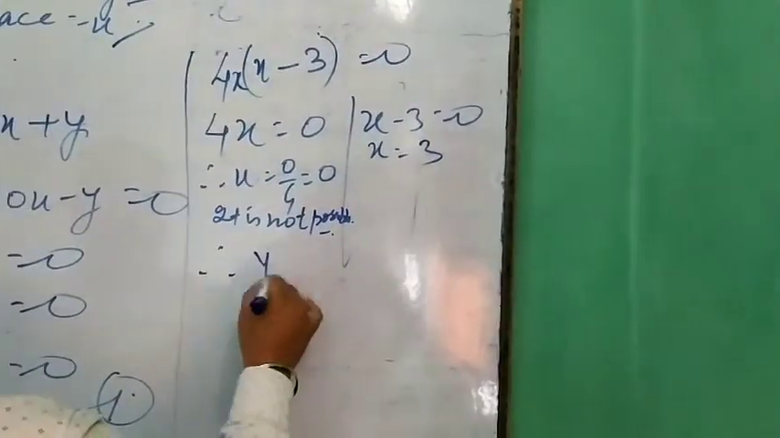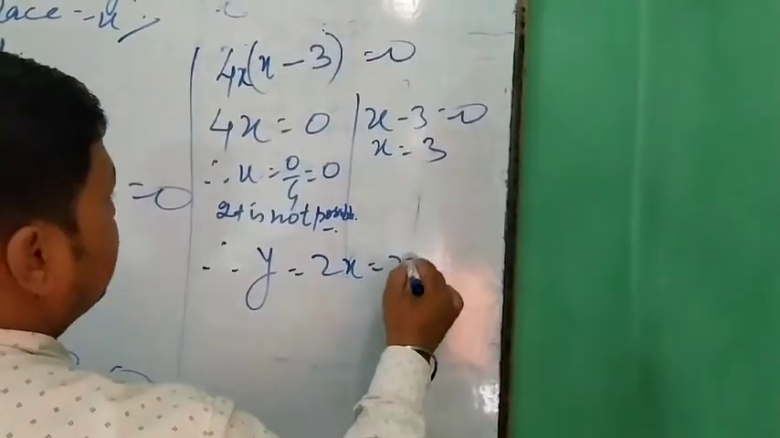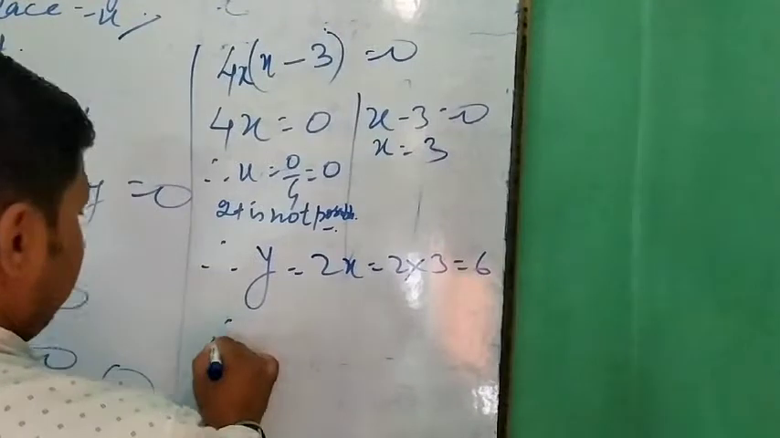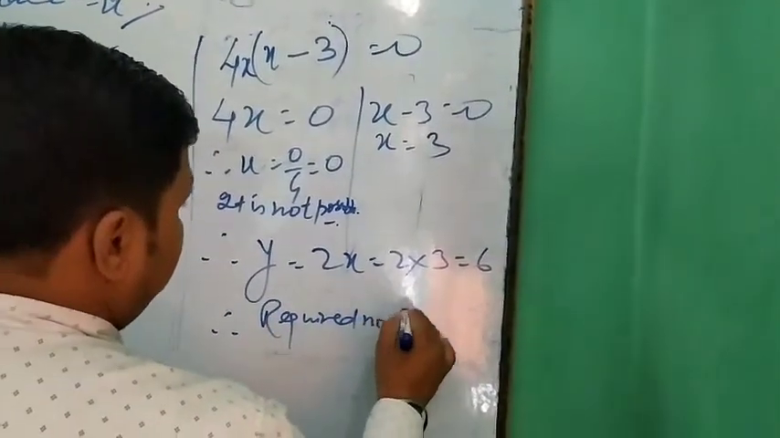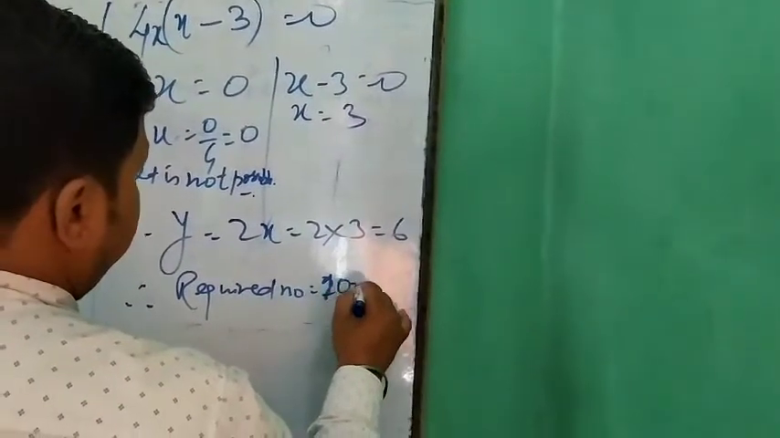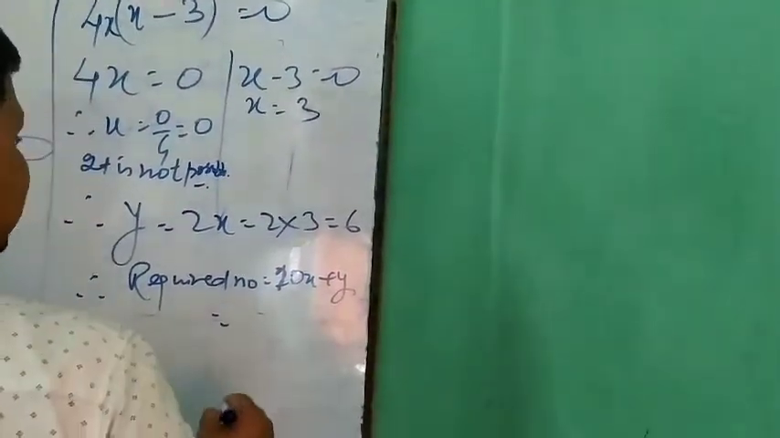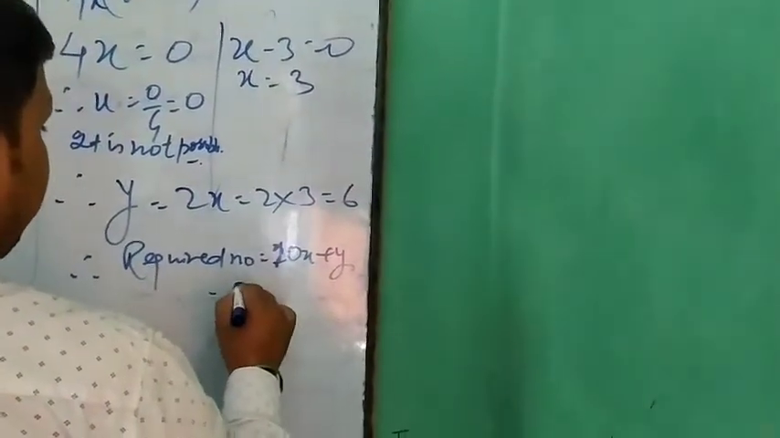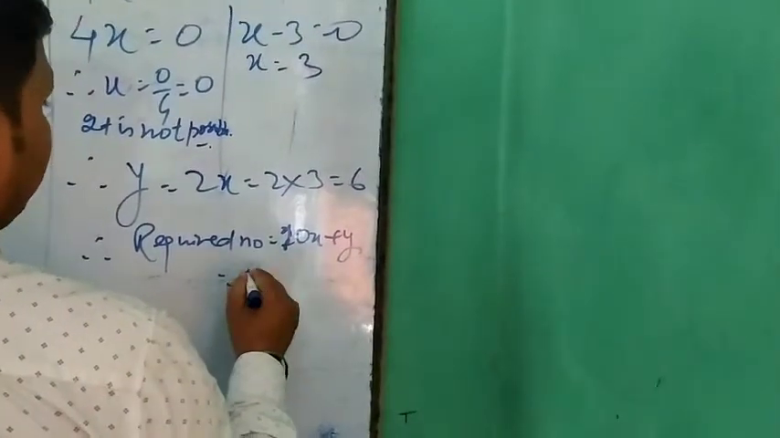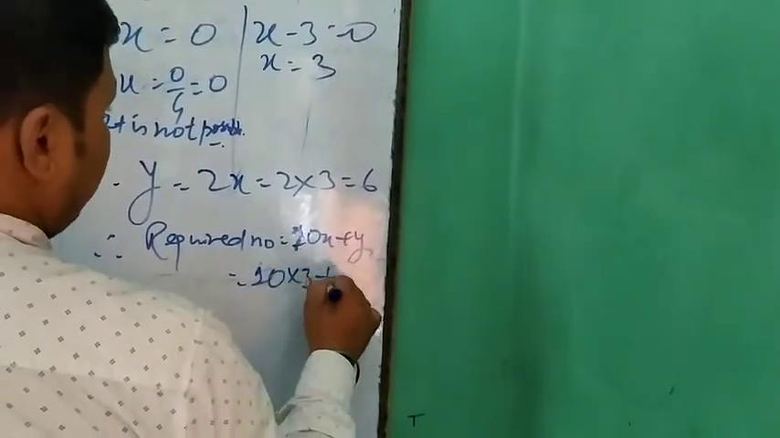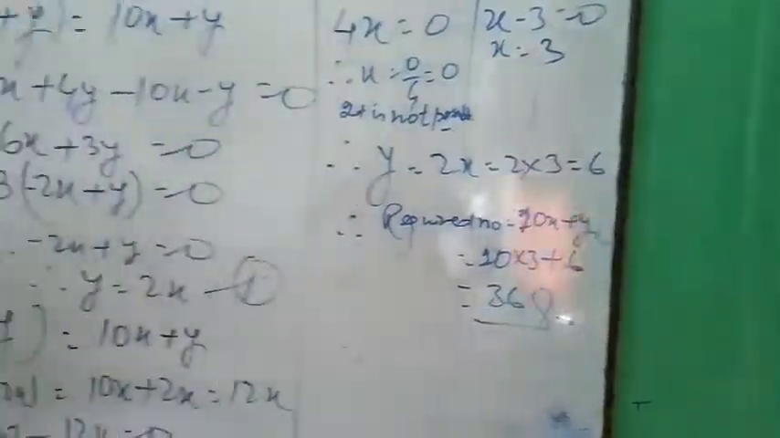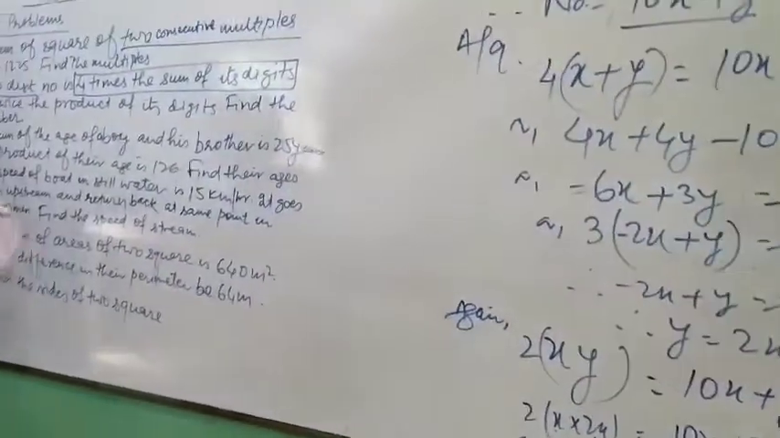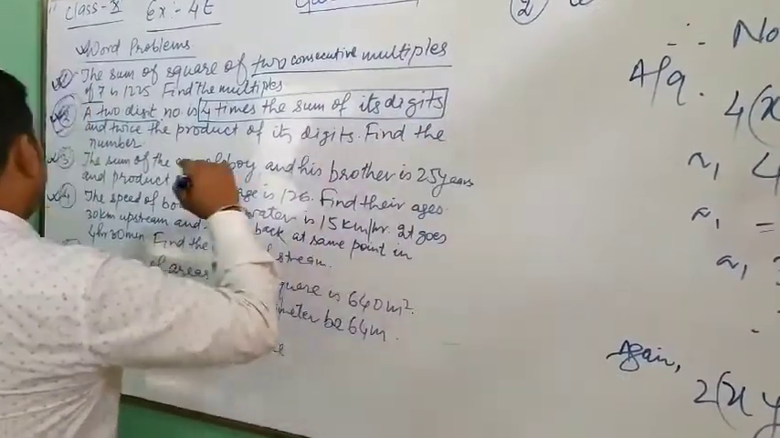So y equal to 2x, that means 2 into 3, that means 6. Required number equal to 10x plus y, that means 10 into 3 plus 6, that means 36. The number is 36. You got your answer of question number 2. Your question number 2 is also solved.